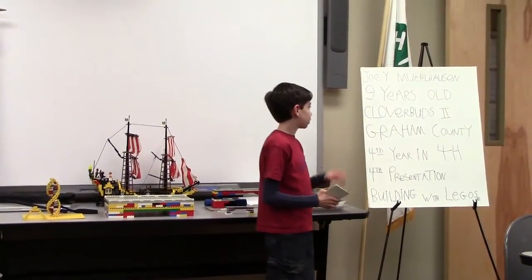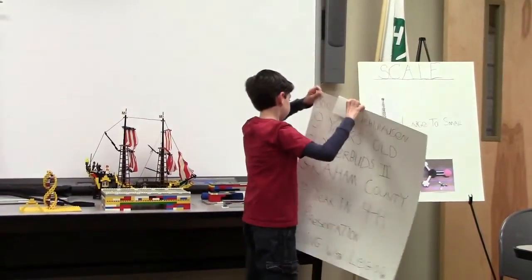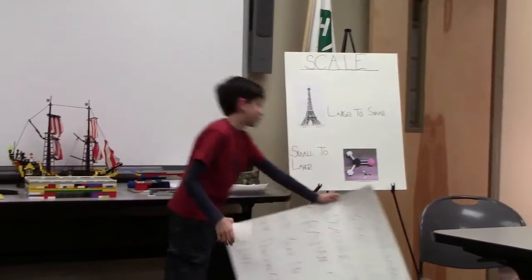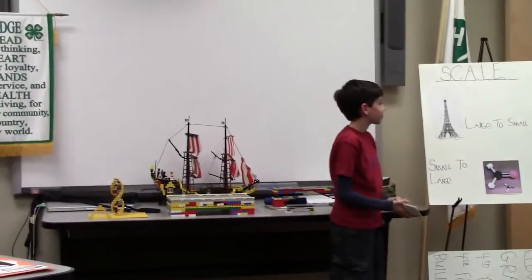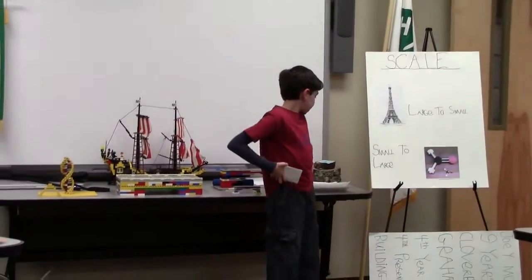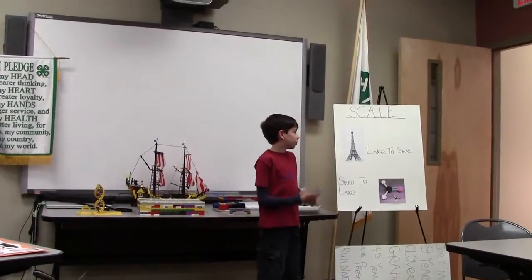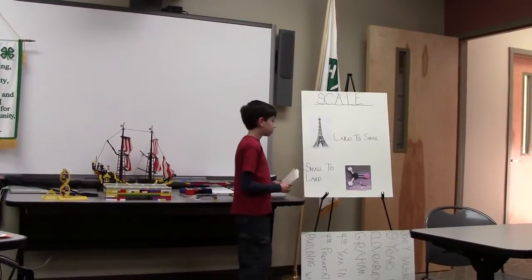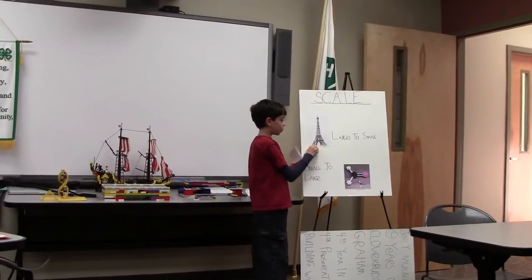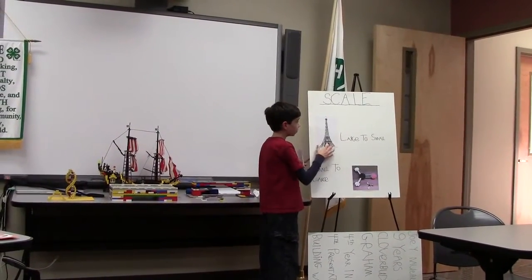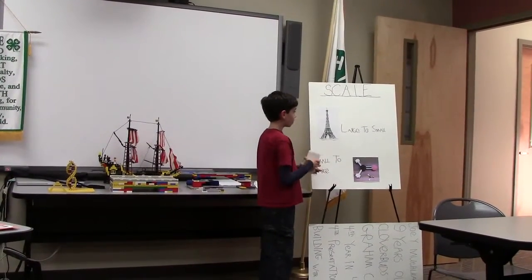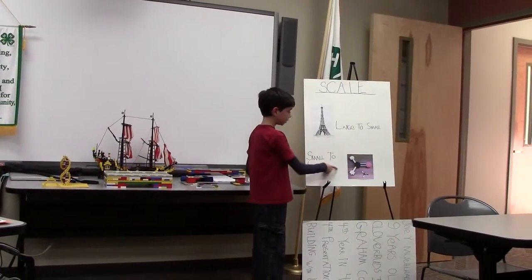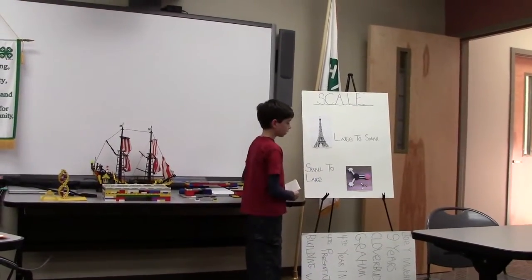The first thing I would like to demonstrate is building to scale. Building to scale is making big models of small things and small models of big things, while keeping everything proportionate. Like this is a scale model of the Eiffel Tower, which is an example of big things built small, and this is a scale model of a molecule, which is an example of small things built big.